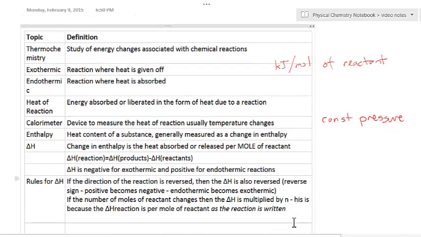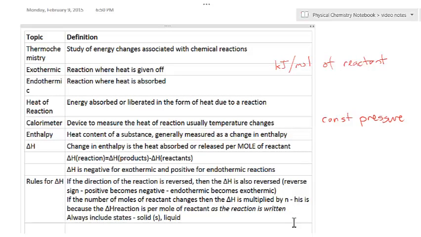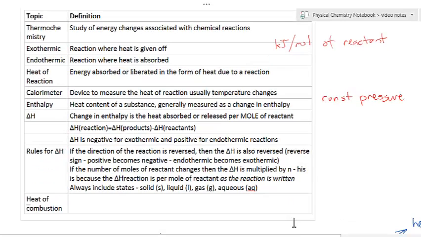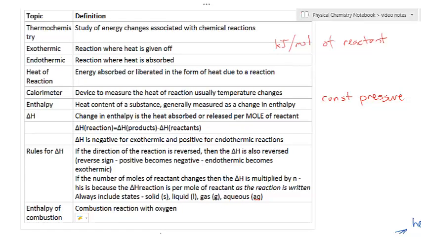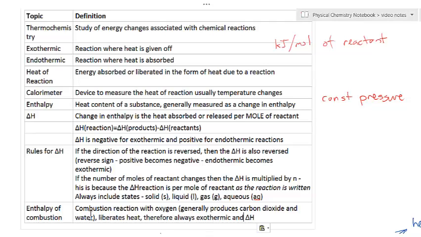It is also important to include states, such as solid, liquid, gas, and aqueous states, as the enthalpy of a reaction often depends on the state of the reactants. A specific example of an exothermic reaction is a combustion reaction, where the reactant is reacted with oxygen to form carbon dioxide and water. Sometimes nitrogen dioxide or sulfur dioxide are produced instead, but in most cases it's carbon dioxide and water. Because it's an exothermic reaction, the enthalpy of a combustion reaction is always negative.